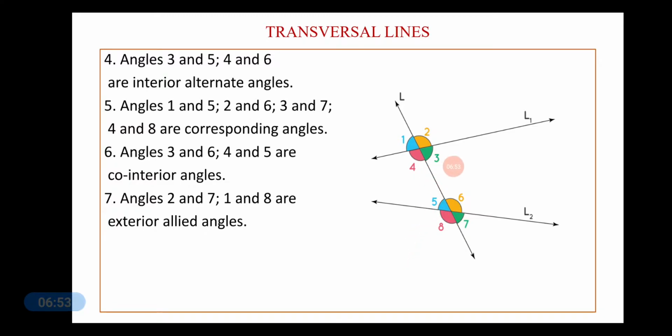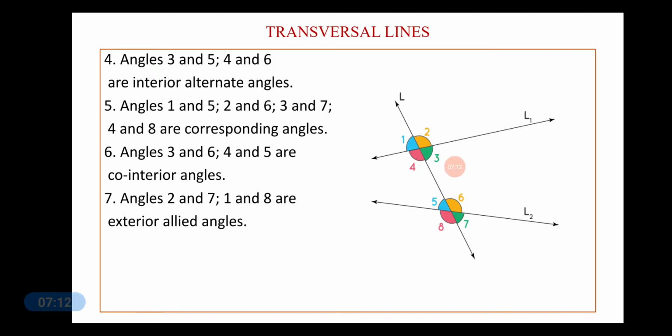Now you know that 3, 4, 5 and 6 are interior angles. But let us consider the angles separately. Angles 3 and 6 are forming on one side of the transversal, and angles 4 and 5 are forming on the other side of the transversal.